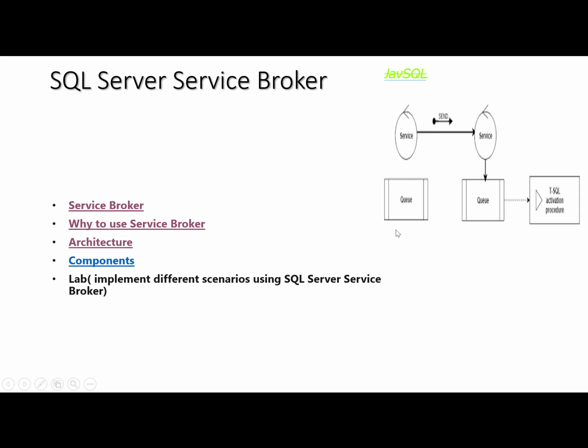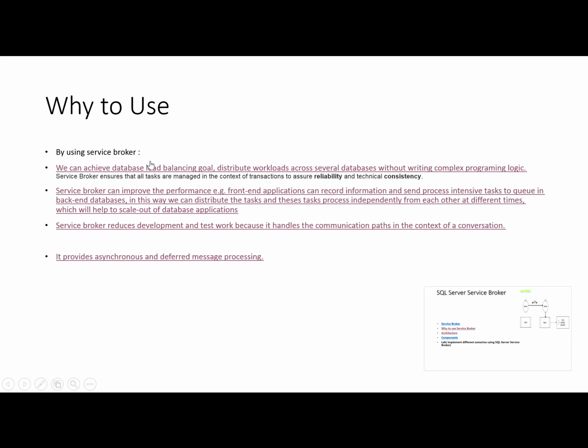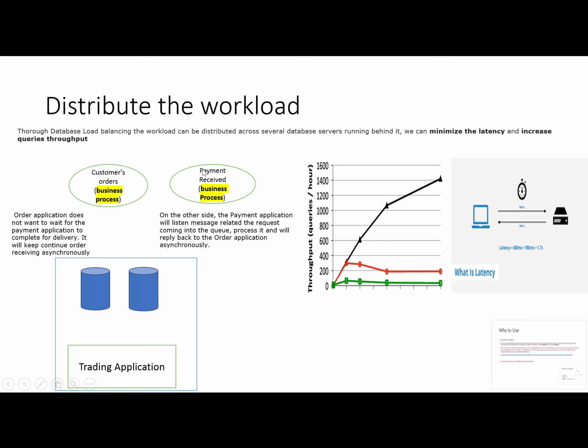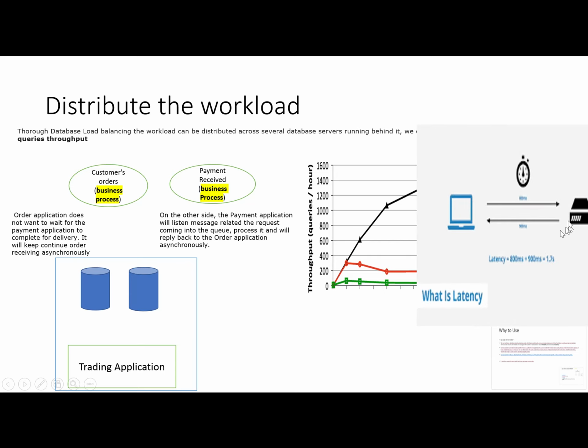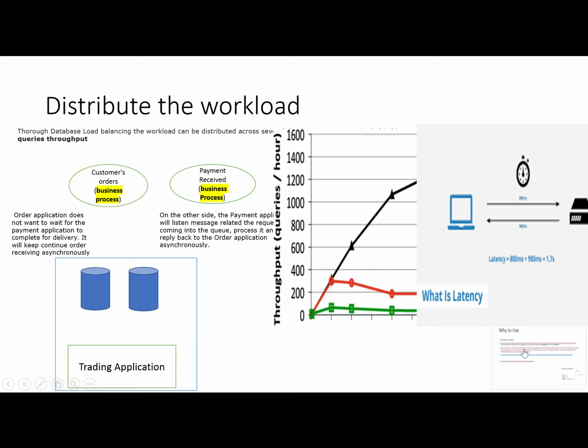SQL Server Service Broker module is going on, and in this second video, we will discuss the main uses of the service broker. By using the service broker, we can implement the goal of database load balancing. Database load balancing can distribute the work across several databases. In this way, we can minimize the latency, and the query can be more responsive, and consequently we can increase the query throughput. So this is the goal we can achieve by using the service broker.